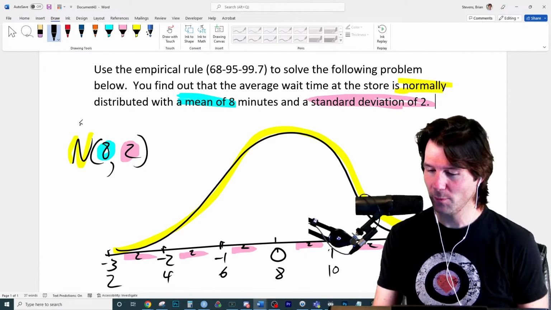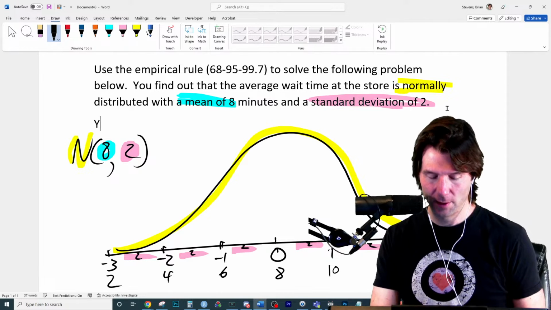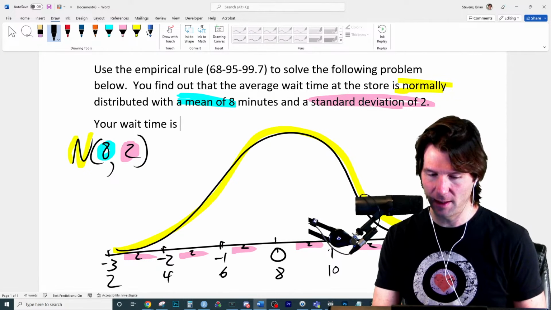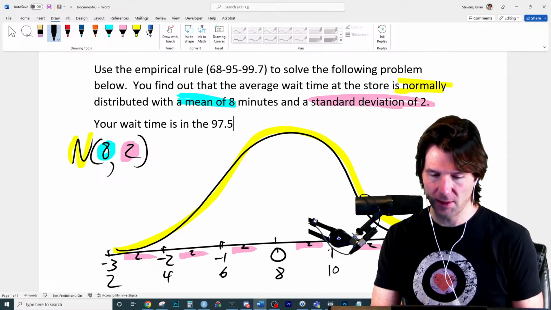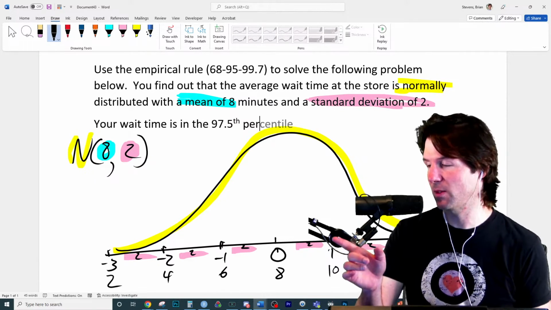Hey, let's do a question. You ready? Your wait time is in the 97.5th percentile. Tell me that's what it is. That's what it is right there.